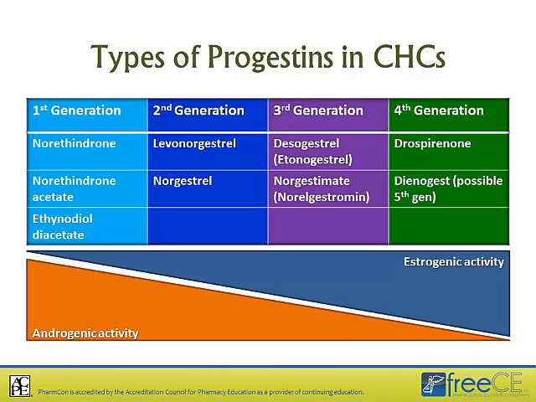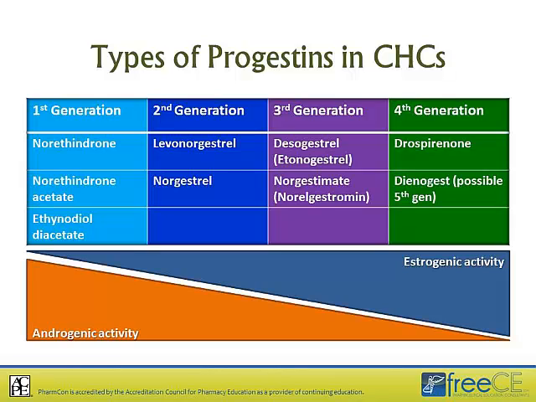We have 4 or 5 different generations of progestins, each with various androgen or estrogen activity. You can see that the first generation progestins, such as norethindrone acetate, or ethynodiol diacetate, have higher androgen activity and lower estrogen activity. And what I'm really looking at there are the triangles at the bottom of the graph to indicate higher or lower estrogen or androgenic activity. As we move along the spectrum to the second, third, and fourth generation progestins, you can see that the androgen activity decreases. But in essence, we trade that for estrogen activity, which increases.